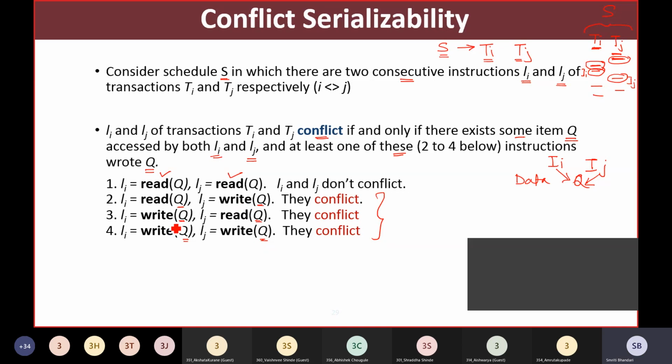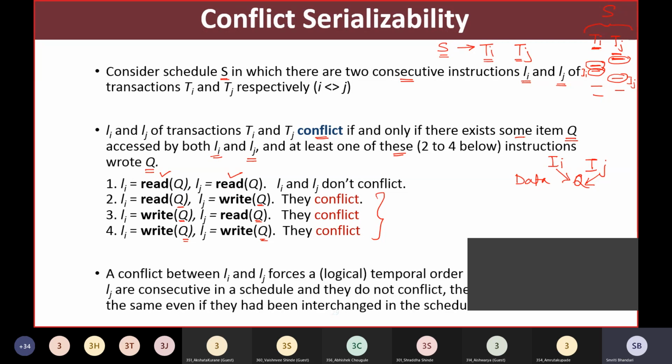So whenever the sequence is like read Q, write Q, or write Q, read Q, or write Q, write Q, one of the instructions is a write. So all these combinations will produce a conflict. Whereas if both the consecutive instructions from two different transactions are reading the same data item, there is no conflict.